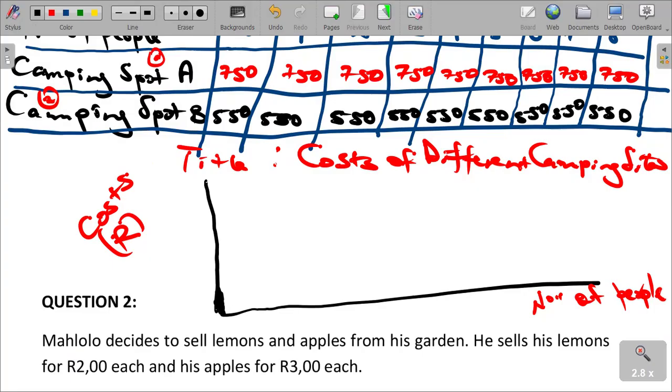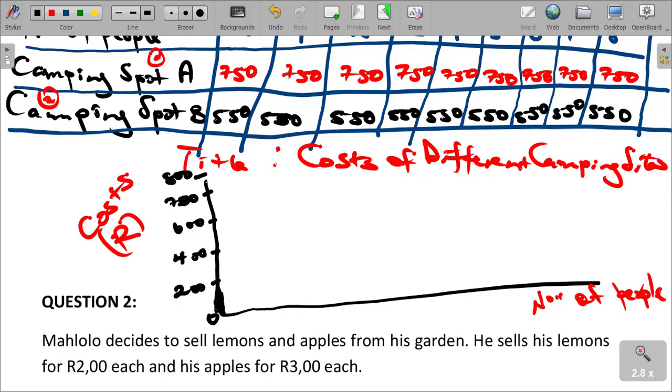So I said that the highest value is 750 and the lowest is 550. So we can give our values starting from 0. For the people, I can give 2, 4, 6, 8, 10. For the cost, I can put an interval of 200: 200, 400, 600, 700, and then finally 800, the maximum.